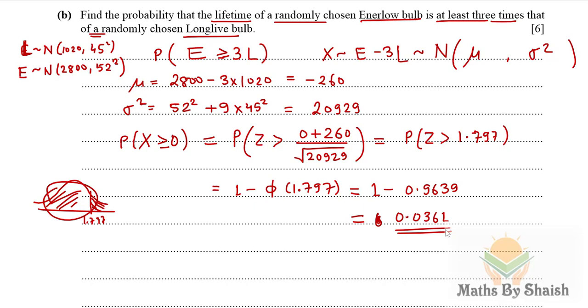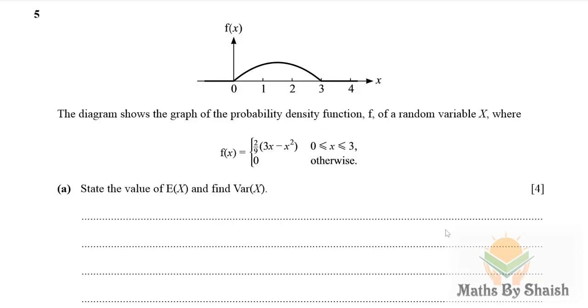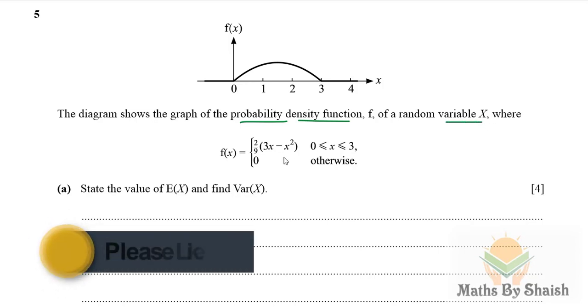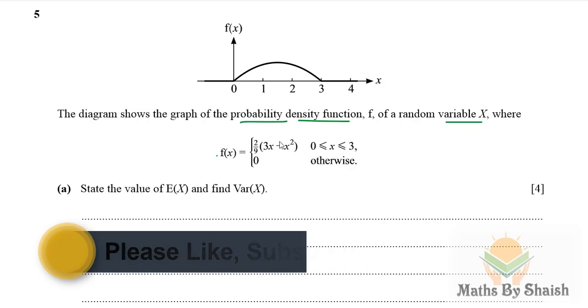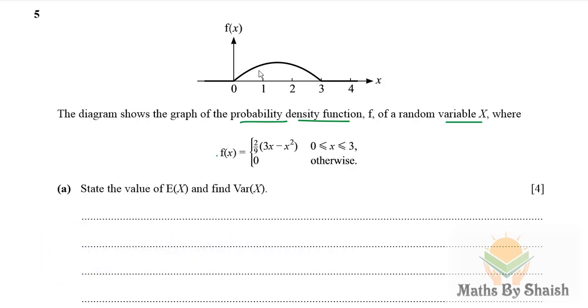I hope it is clear. Let's discuss the next question now. And here's question number 5. The diagram shows the graph of the probability density function f. This is the PDF of a random variable x, where f(x) is defined as, in between 0 to 3, 2 over 9 times (3x minus x square), a quadratic curve, and everywhere else it is 0.